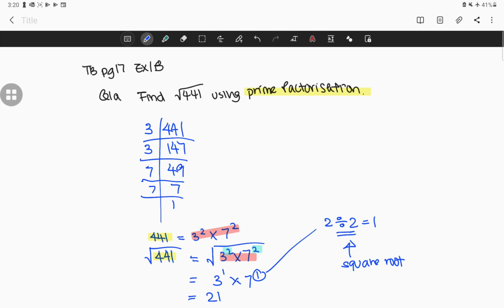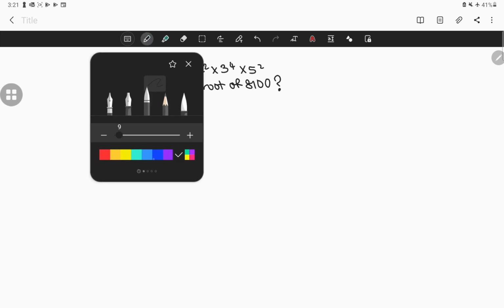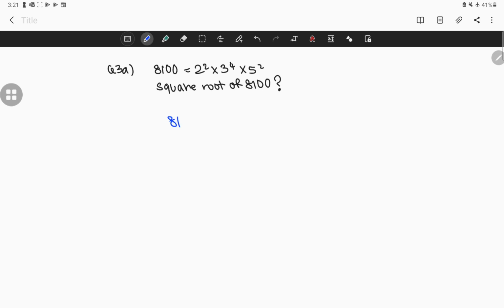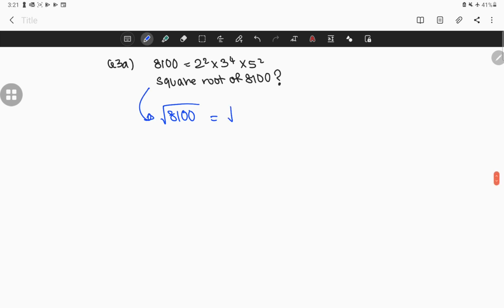Now let's move on to question 3a. So here's the question. You are given the prime factorization of 8100, which is 2 to the power of 2, multiplied by 3 to the power of 4, multiplied by 5 to the power of 2. And you're supposed to find the square root of 8100. Since you already know what 8100 is, all you need to do is square root it. So, square root of 8100 is equal to the square root of 2 to the power of 2 multiplied by 3 to the power of 4 multiplied by 5 to the power of 2.